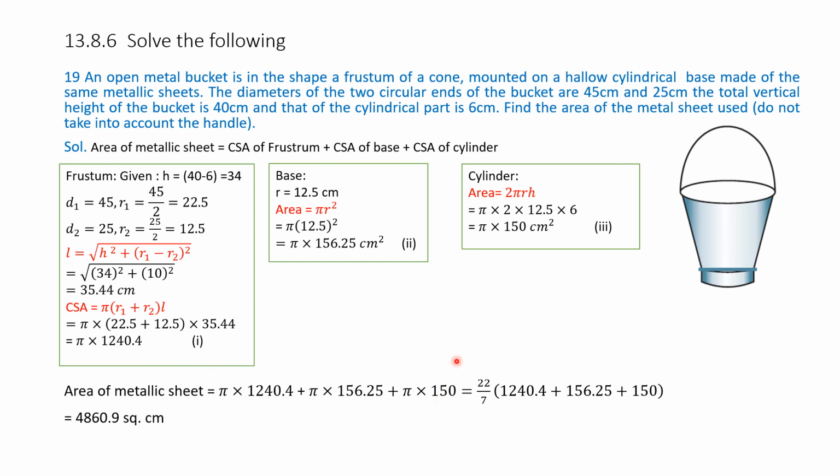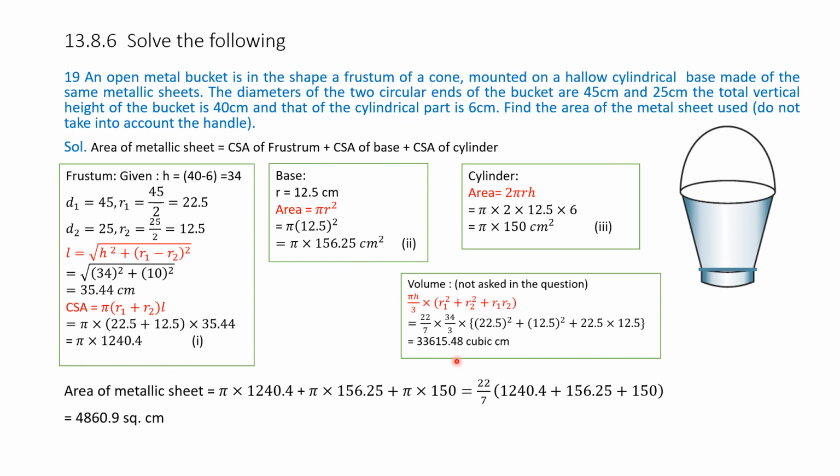In some other problem, they may ask us to find out the volume of the bucket. Therefore, volume, if this is asked in the question, is given by pi h divided by 3 into (r1 square plus r2 square plus r1 r2), where r1 and r2 are the radii of the frustum of the cone. Therefore, that is equal to 22 by 7, pi is 22 by 7, h is 34, and 3 we are retaining as it is, into 22.5 whole square plus 12.5 whole square plus 22.5 into 12.5. And the answer is 33615.48 cubic centimeters. This is the answer.